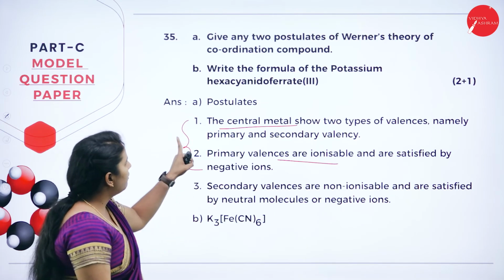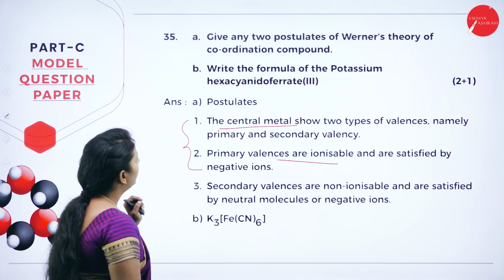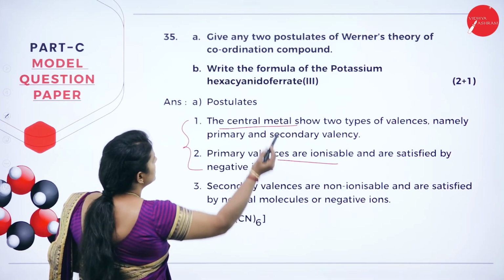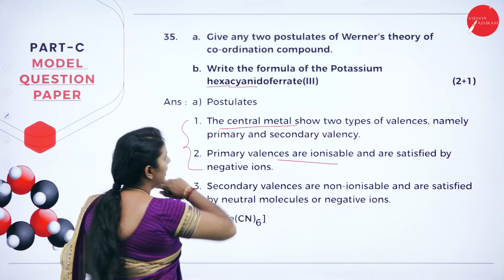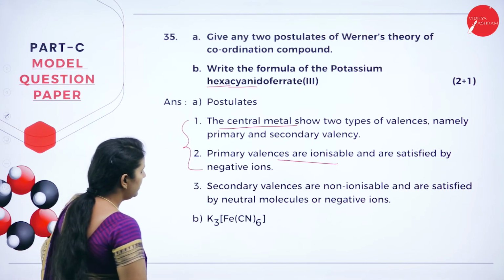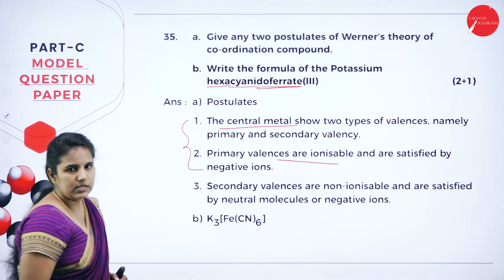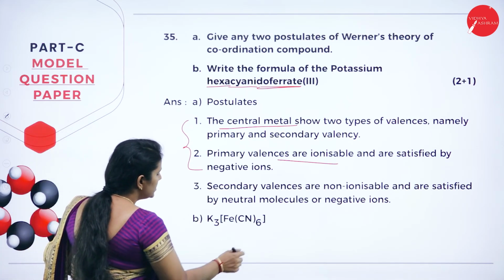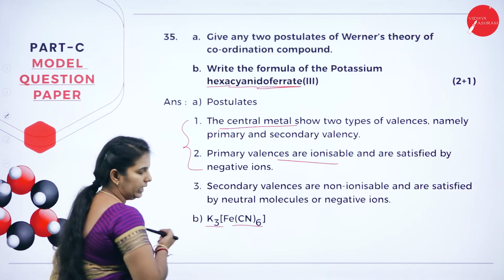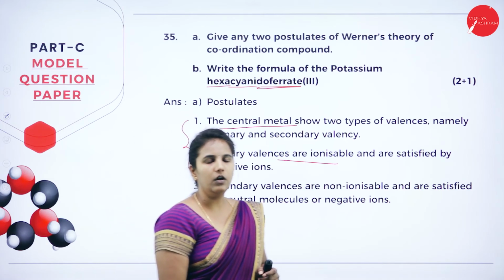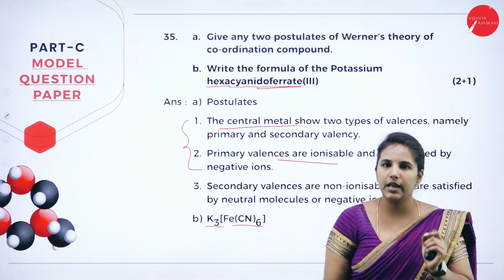Okay. And we have one more question, that is potassium hexacyanidoferrate(III). Hexacyanido means the central metal atom is iron surrounded by 6 cyanido ligands. How to write this? We have the ferrate(III) ion, and potassium is the counter ion. So, potassium hexacyanidoferrate(III). Okay, this is how we have to attend the 3 mark questions in your second PUC chemistry.